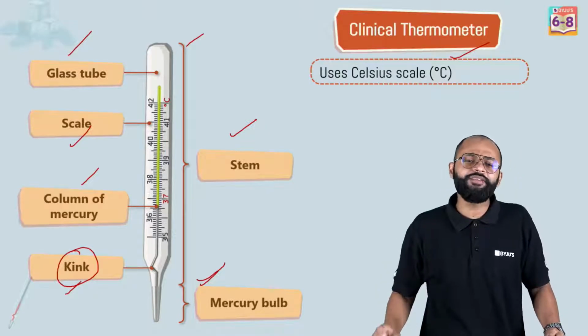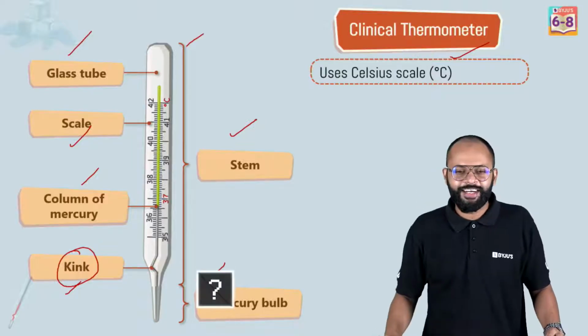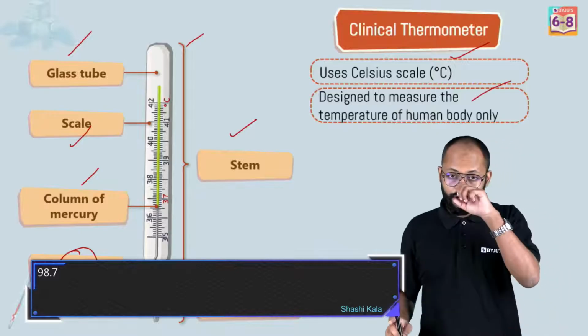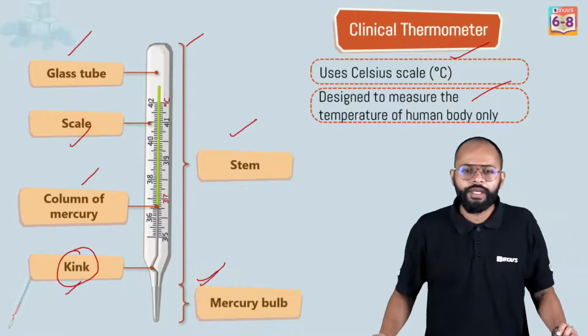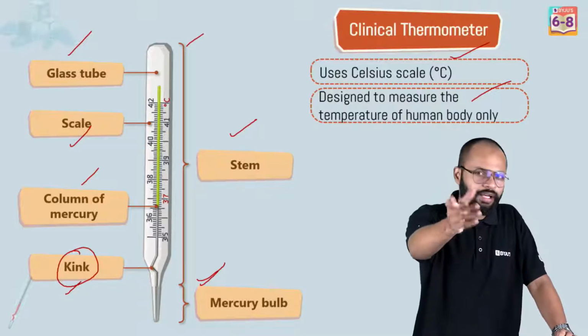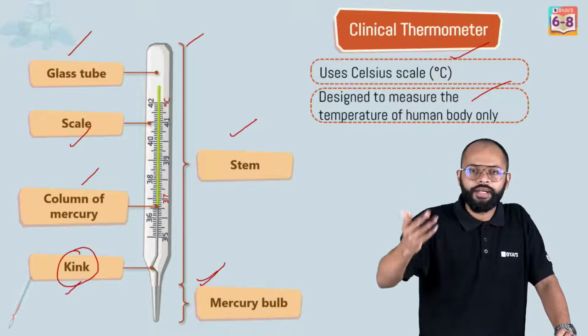Kelvin is not used here. Kelvin is something else, right? All right. It is designed to measure the temperature of the human body, right? So don't worry about Kelvin. There is a 273 degree difference, but we don't use Kelvin for body temperatures, right? It will be too high, right?